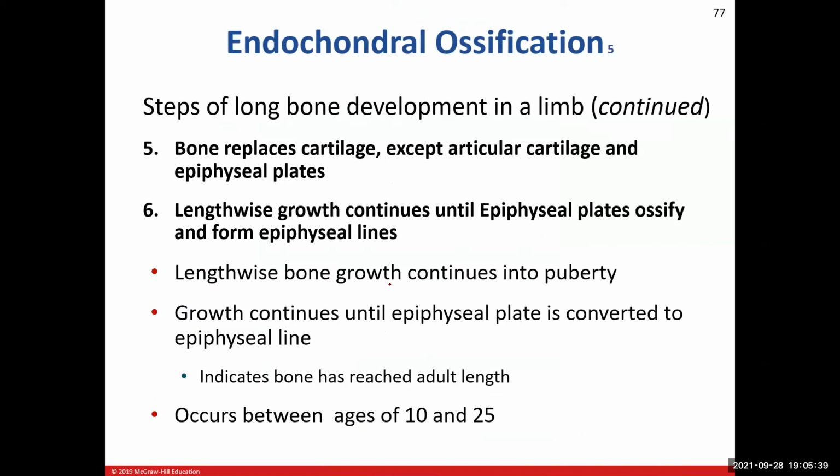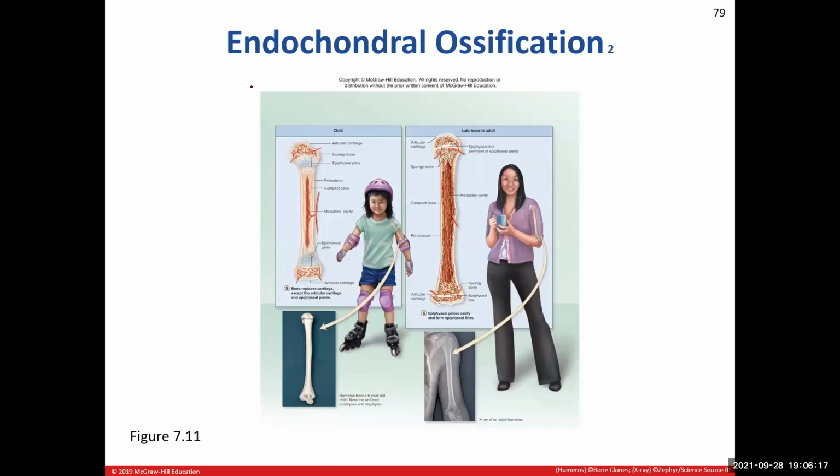All right, last 2 steps. Step 5, rinse and repeat. Basically, step 5 is telling you we're going to get rid of all of the cartilage in our bone except for 2 areas: the articular cartilage on the ends of the epiphysis and our growth plates, or the epiphyseal plates. So if you're cartilage and you're not in the articular cartilage or the epiphyseal growth plate, then you're getting replaced by bone. And this goes on for many years.